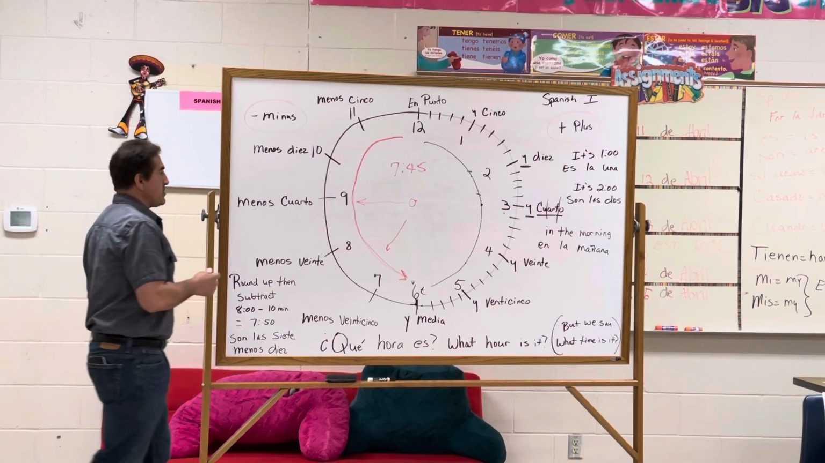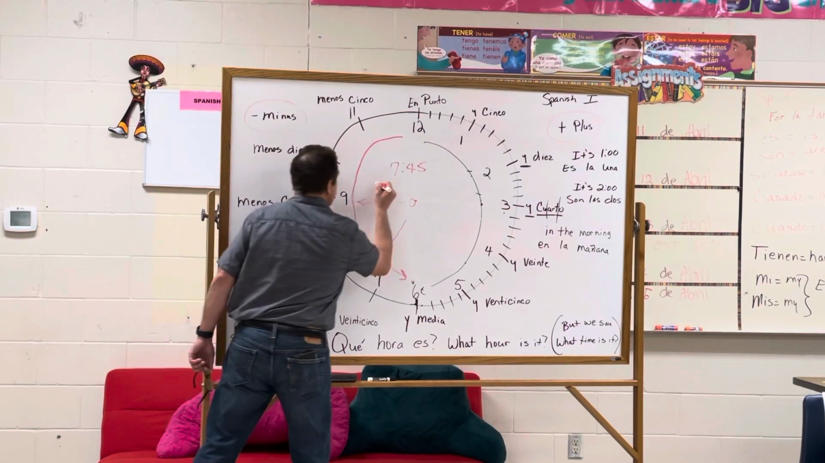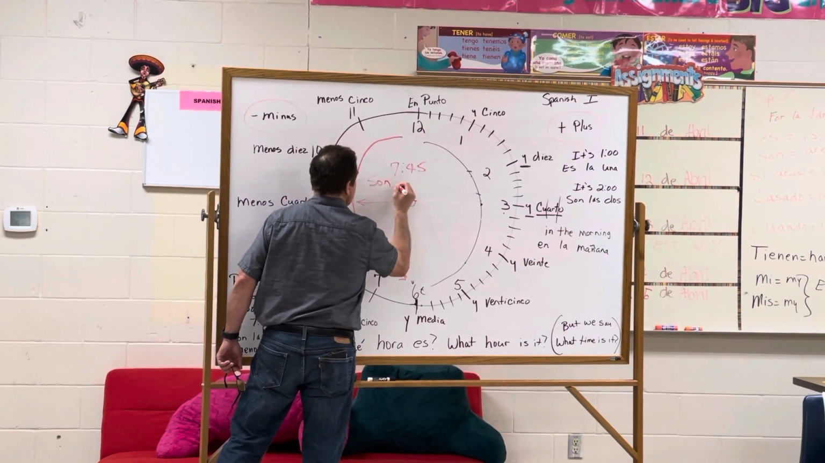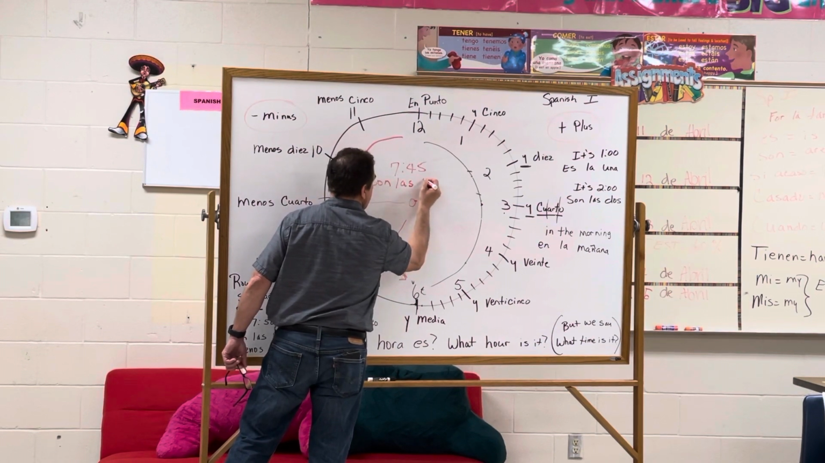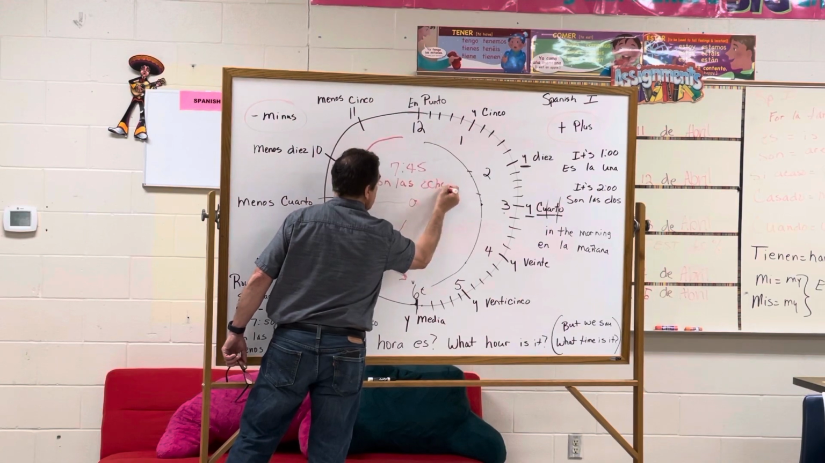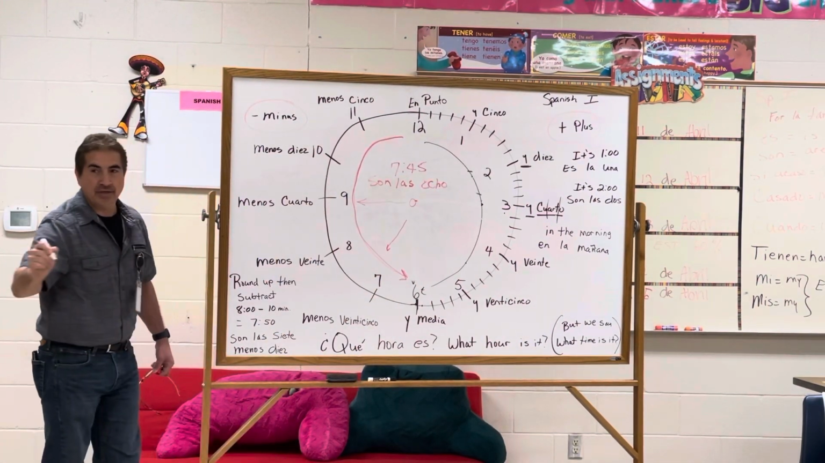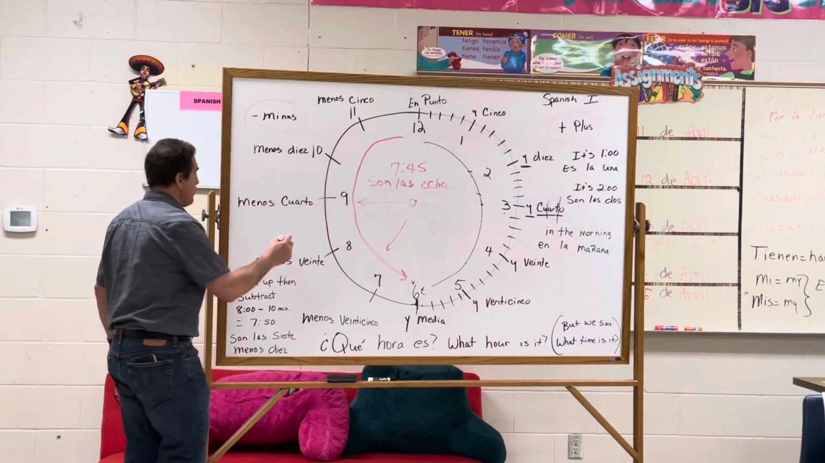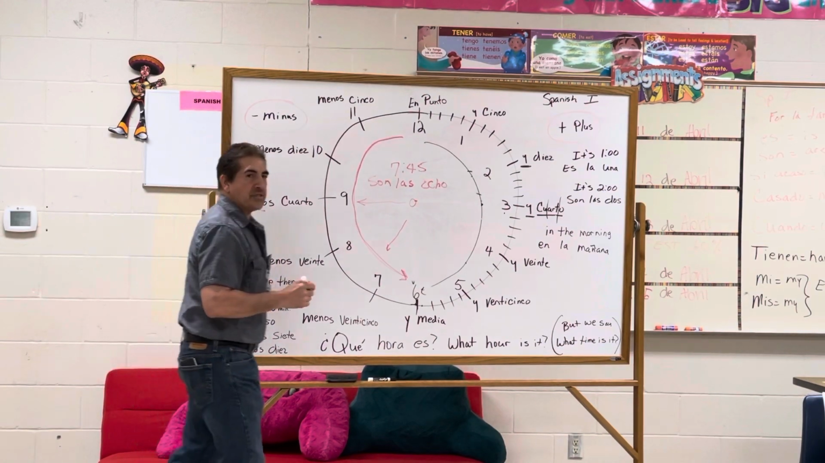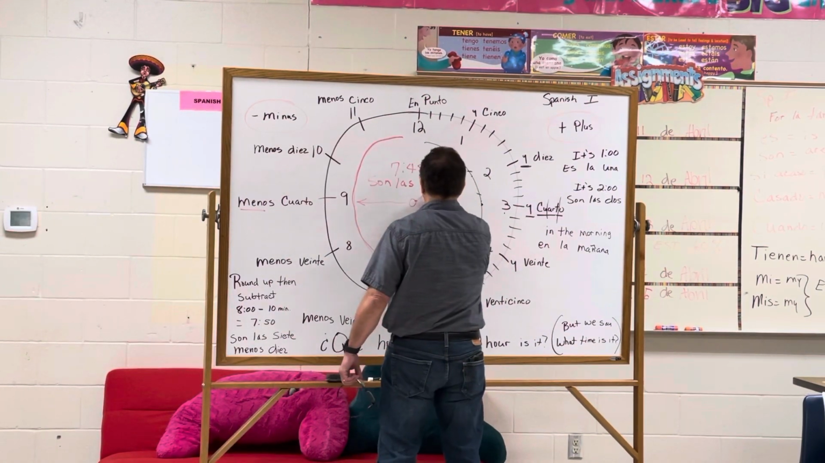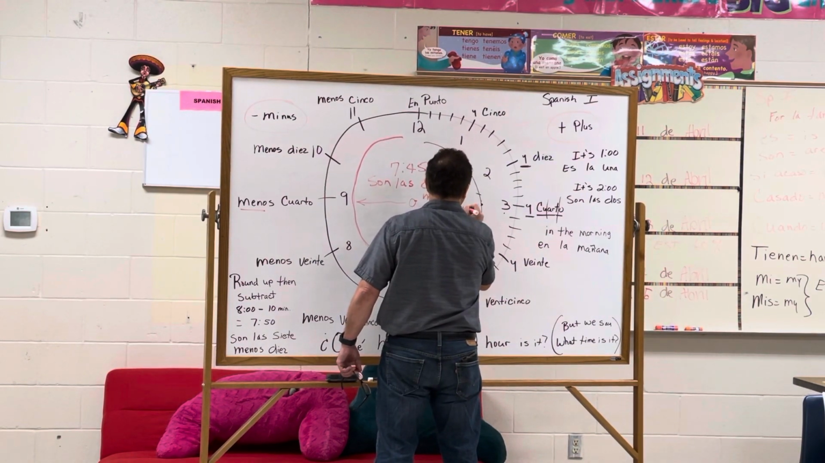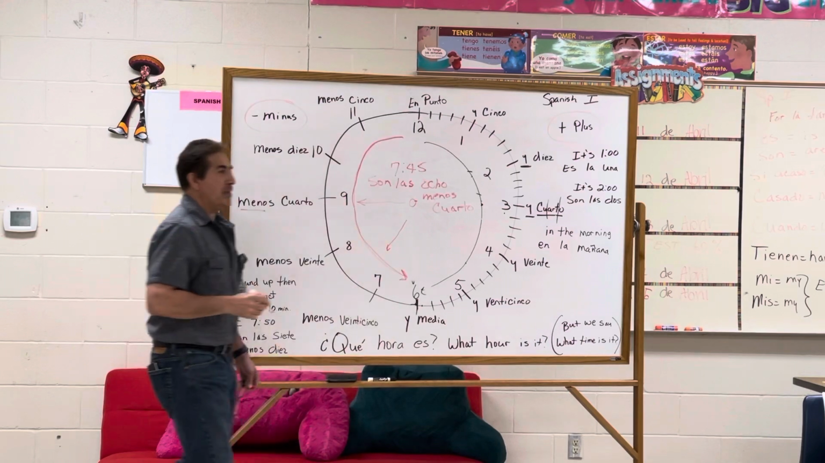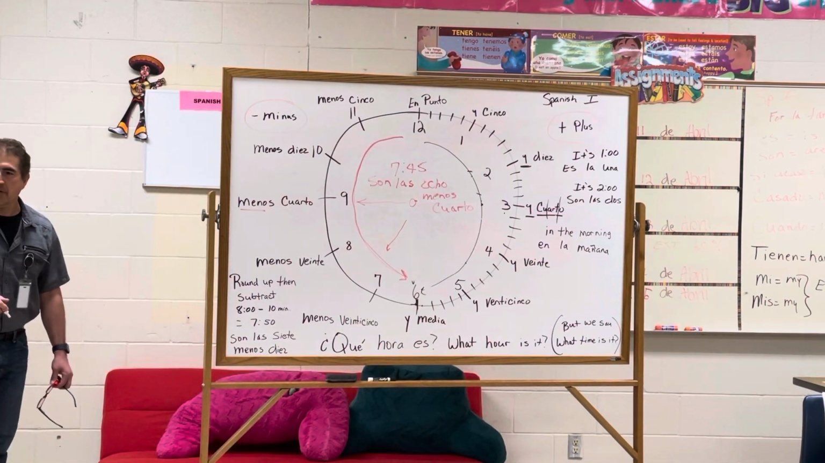So we would say son las, round up 7:45 to 8 o'clock, son las 8, and we have to write it out. Son las 8 menos cuarto. Okay? Son las 8 menos cuarto.